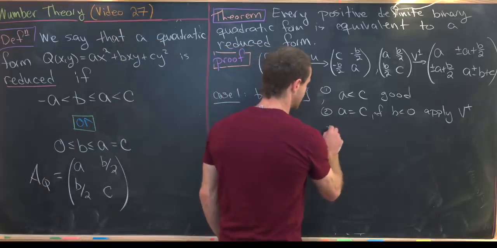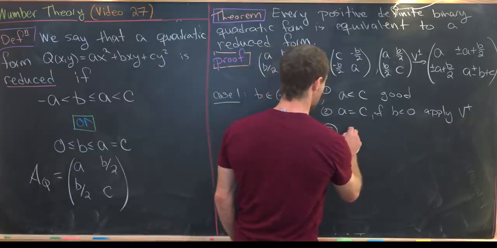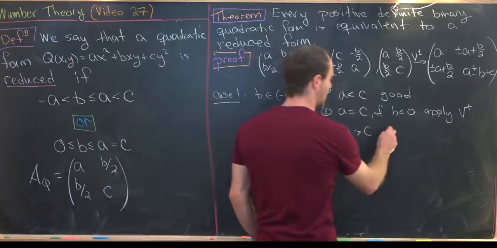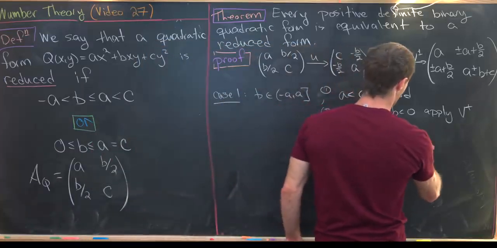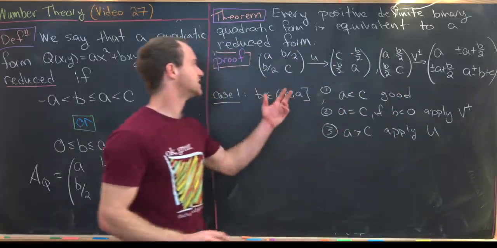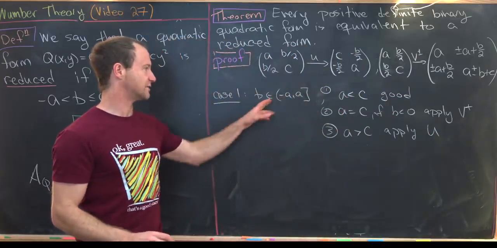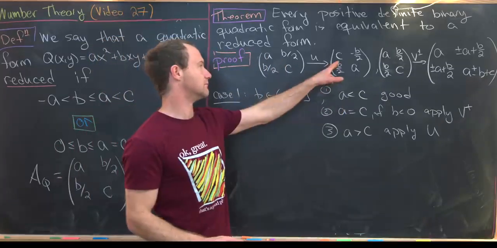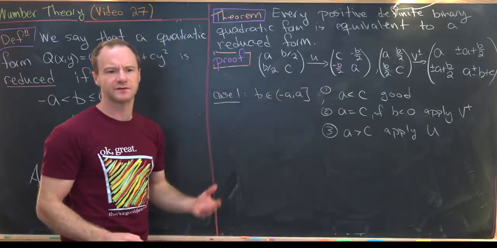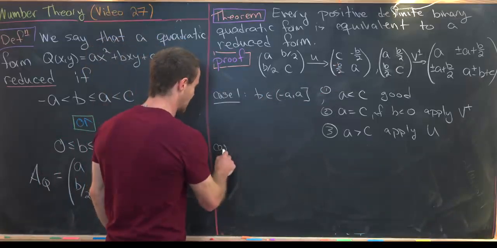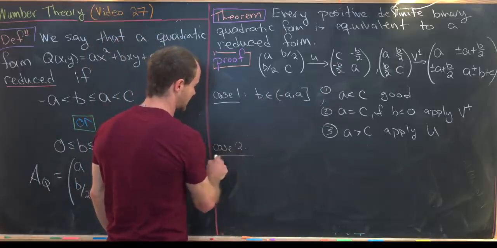And now finally, if we have A is bigger than C, then we'll just apply U. Remember, all that does is switch the diagonals here. It negates the off diagonals, but if B is on this interval, then minus B will also be on this interval. So that's okay. Okay, now let's look at the second case, which is, I'll call it case 2, and that is B is outside of this interval.